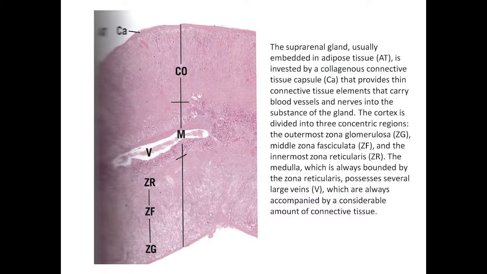The suprarenal gland, usually embedded in adipose tissue, is invested by a collagenous connective tissue capsule that provides thin connective tissue elements that carry blood vessels and nerves into the substance of the gland. The cortex is divided into three concentric regions: the outermost zone, glomerulosa, the middle zone, fasciculata, and the innermost zona reticularis. The medulla, which is always bounded by zona reticularis, possesses several large veins, which are always accompanied by a considerable amount of connective tissue.